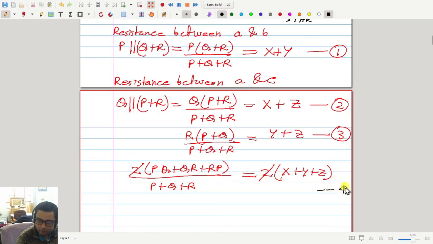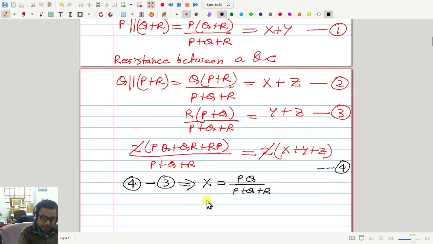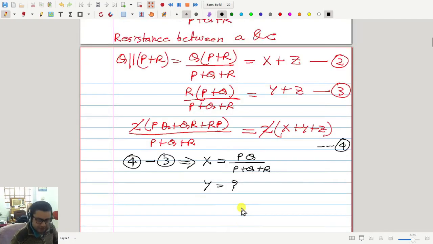Call this equation number 4. Now if you subtract equation 4 minus equation 3, what will you get? X plus Y plus Z minus Y plus Z, the value of X. And that you will get PQ by P plus Q plus R. Absolutely right. Okay, so in this way you can get how much is Y, how much is Z, etc. So that will be your homework.